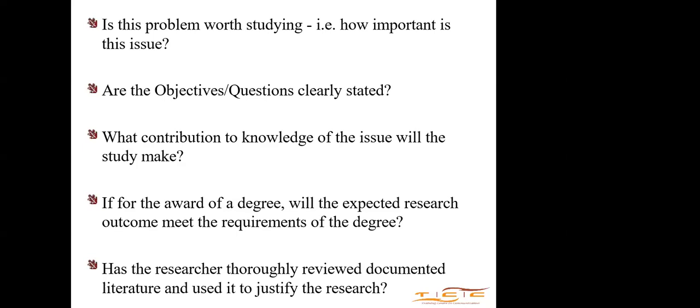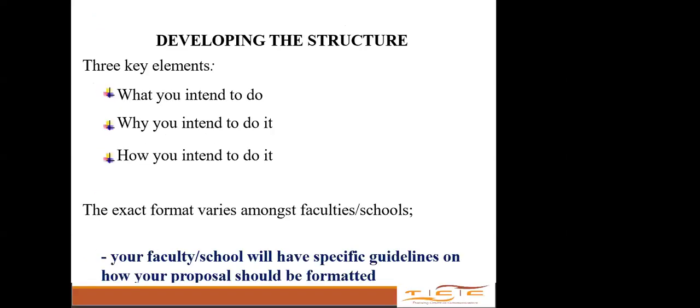Now, if it is for the award of a degree, will the expected research outcome meet the requirements for the degree? Okay, so it means that if you are writing to be awarded a master's or a PhD, and whoever is reading your proposal feels like the data sets you are going to collect or the kind of study you are going to do will not be sufficient for a PhD or for a master's degree, then it will be thrown back to you. So those are the things you need to be aware of.